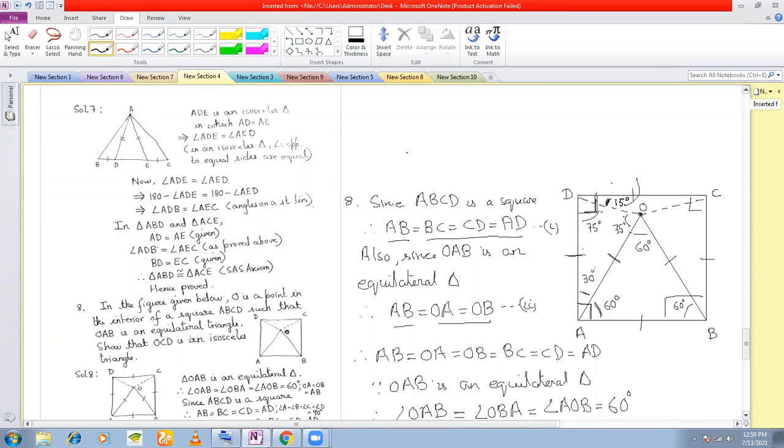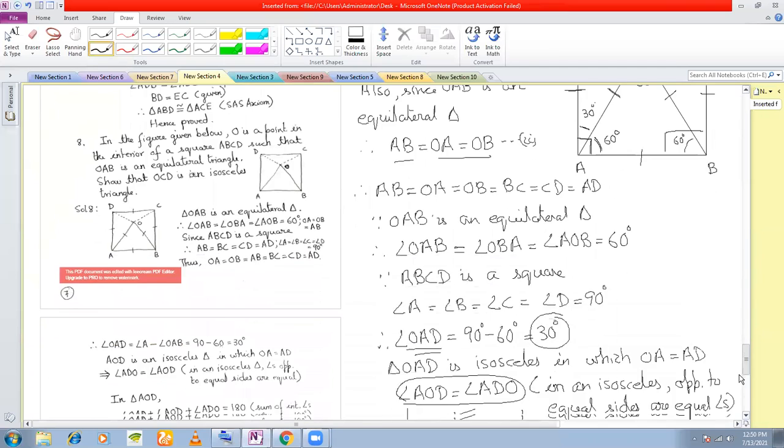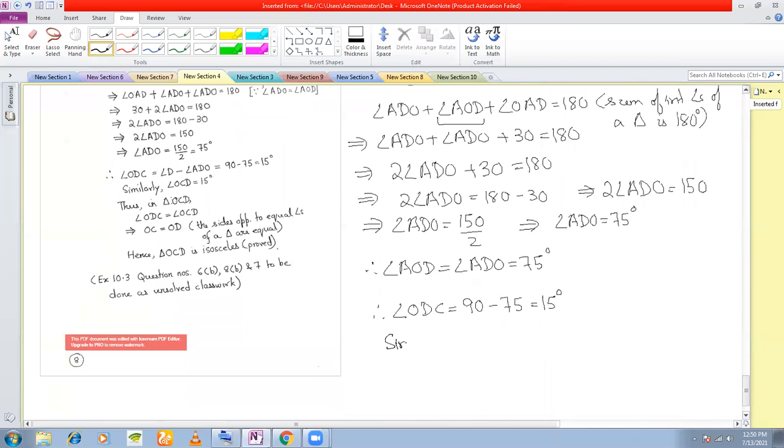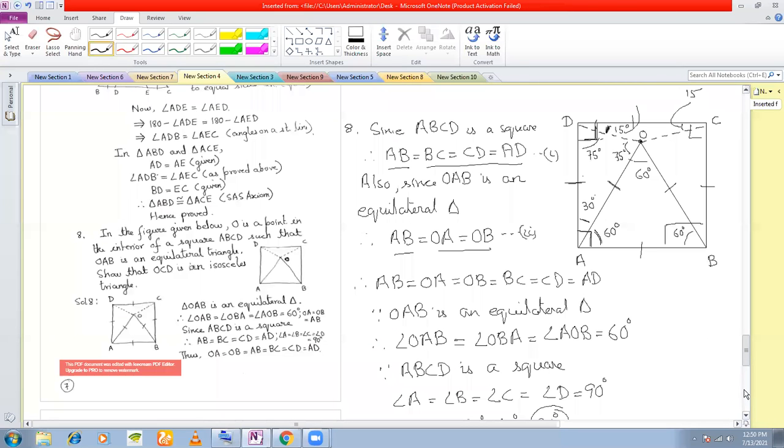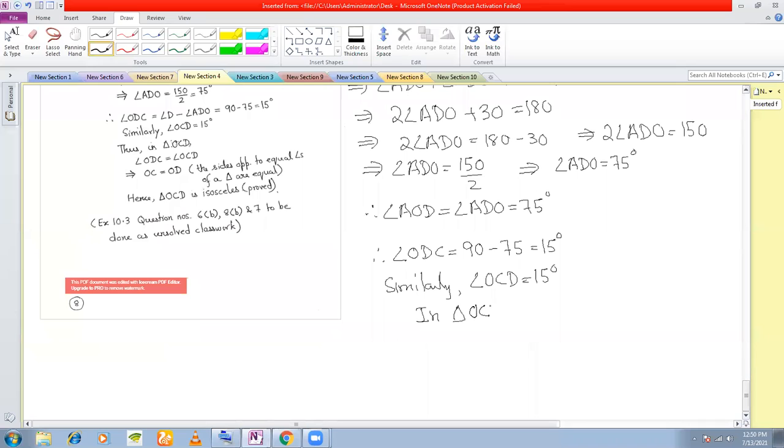If we have found out this angle as 15 degrees, we can similarly show this angle to be 15, right? So similarly, we write angle OCD is equal to 15 degrees. So in triangle, which is the triangle we are talking about? OCD, right? We have to show this triangle is isosceles. In triangle OCD, angle ODC is equal to angle OCD. Both are equal to 15 degrees.